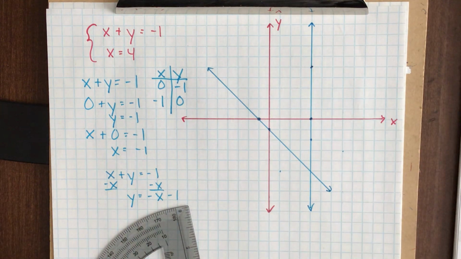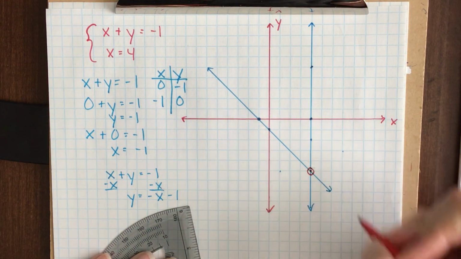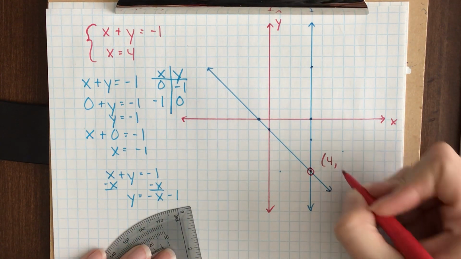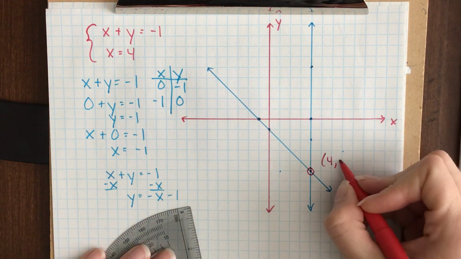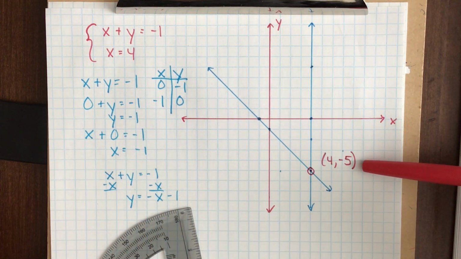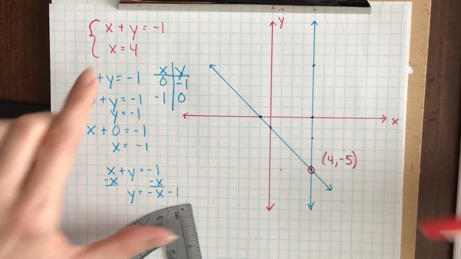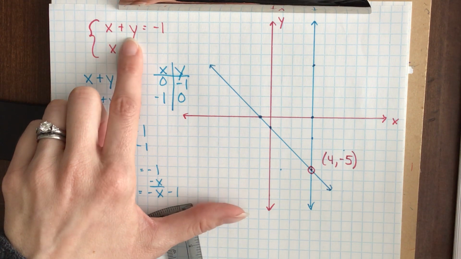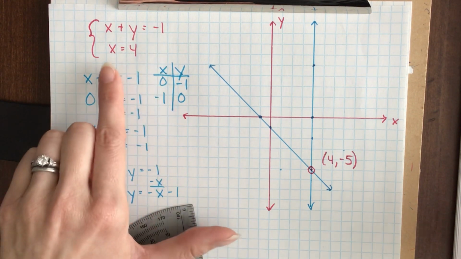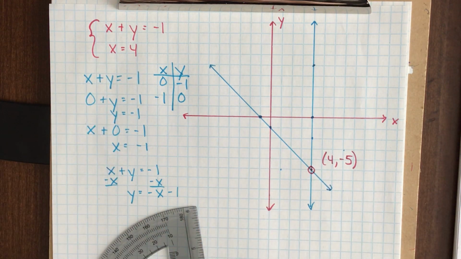All right, and look at there. We can see right where these two lines cross. Okay, this point is x is 4, y is -5. So this is going to be our solution to the system of linear equations. Now we can plug them back in and make sure. 4 plus -5 is going to be -1, so that's good. And then your x is 4. 4 is equal to 4, so we know we're good with that equation too.